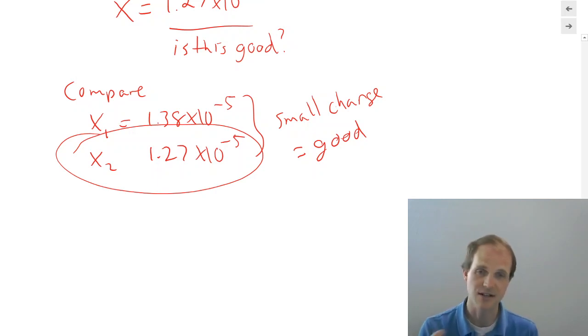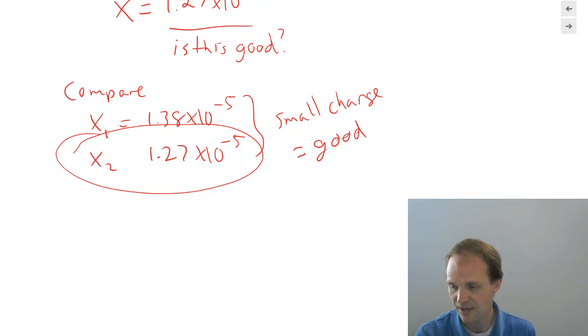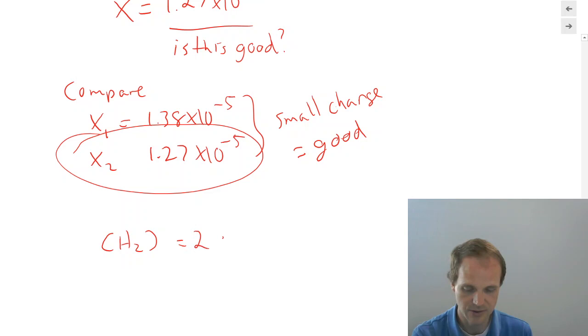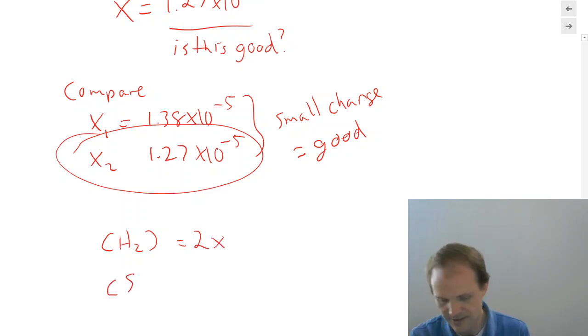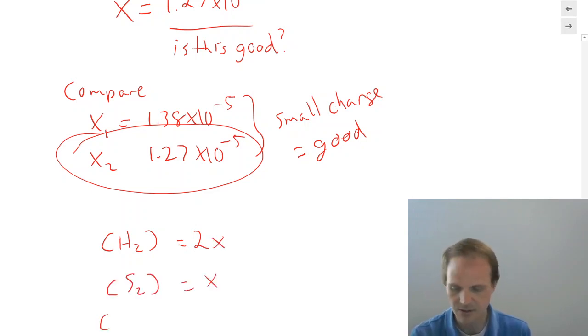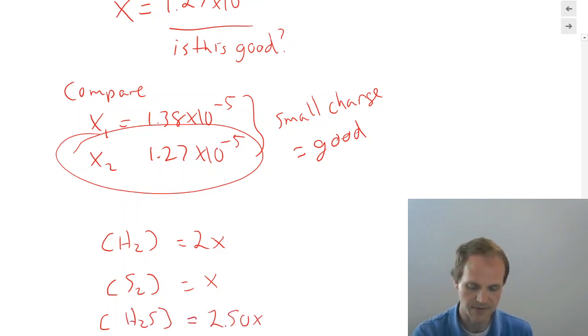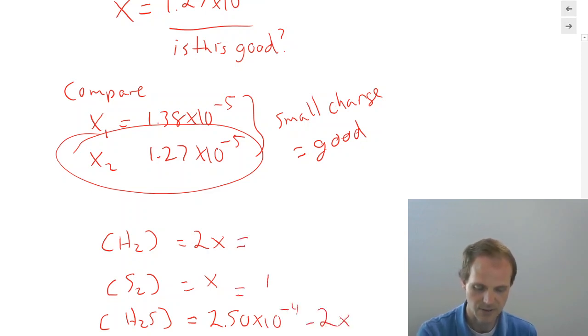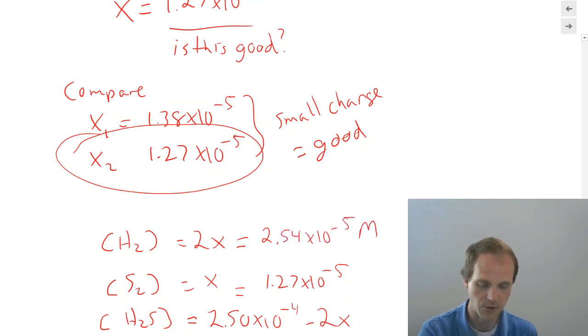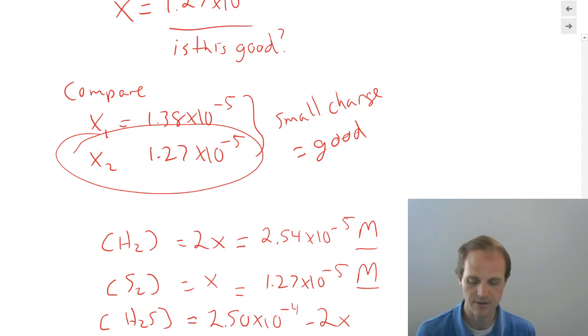And we're not done yet because our goal was to find equilibrium concentration. So we've got to go back to our ICE table and find out that the concentration of H2 was 2x, the concentration of S2 was x, and the concentration of H2S was 2.50 times 10 to the minus fourth minus 2x. This one's easy, 1.27 times 10 to the minus fifth. This is going to be 2.54 times 10 to the minus fifth molar, don't forget those units.